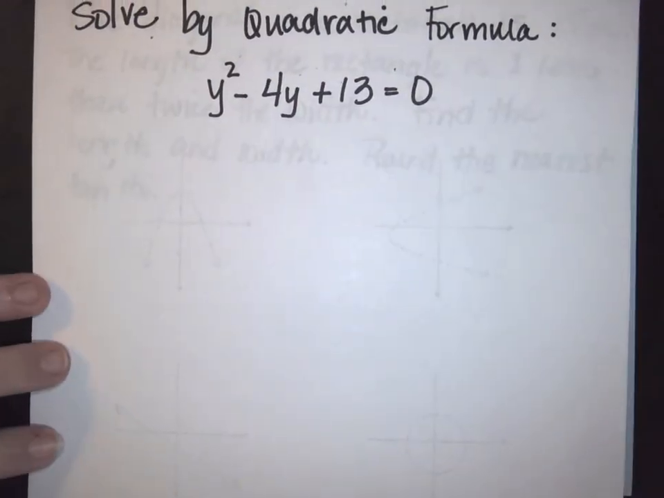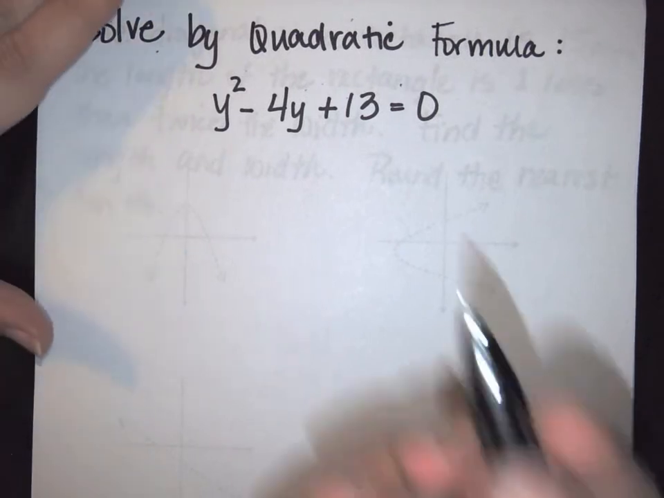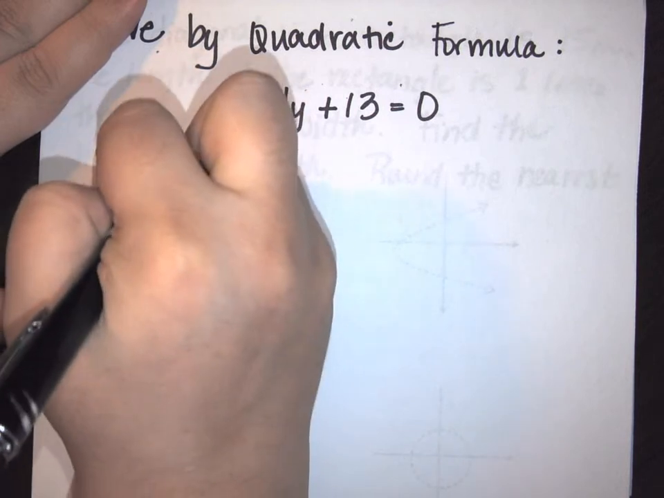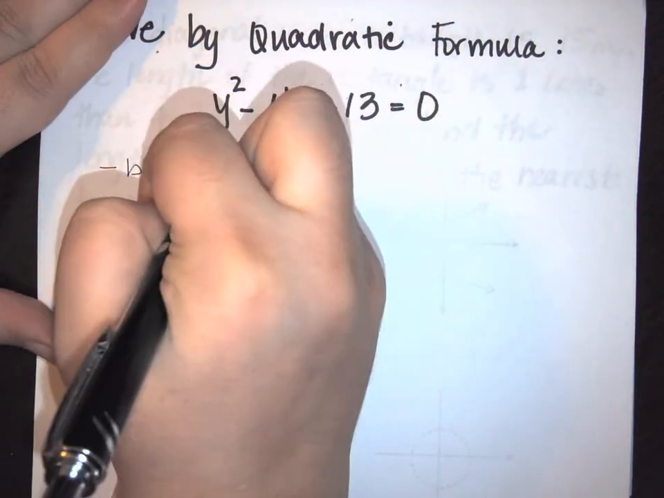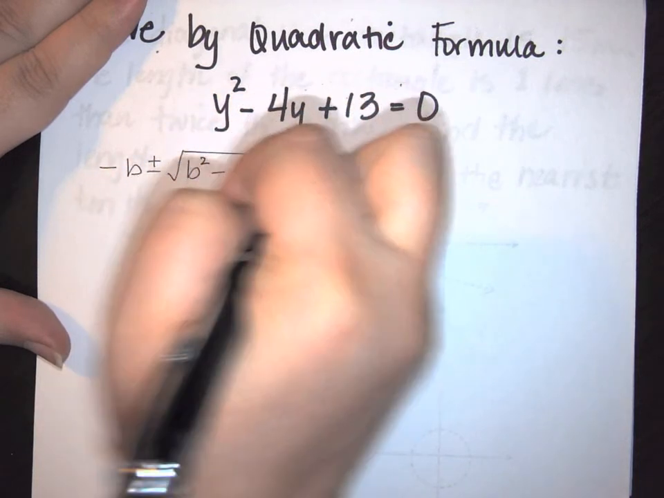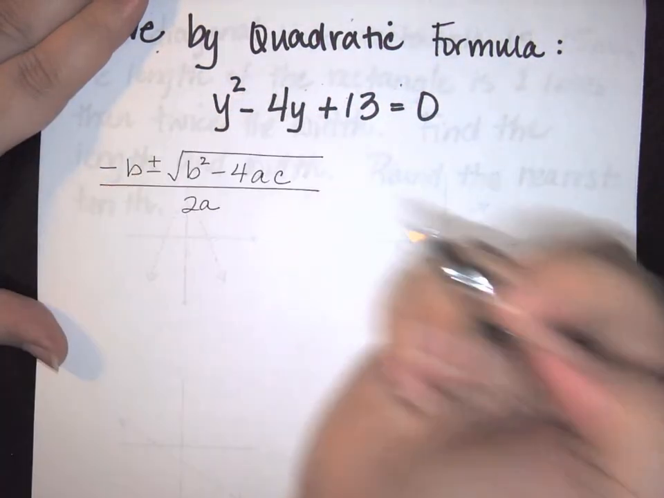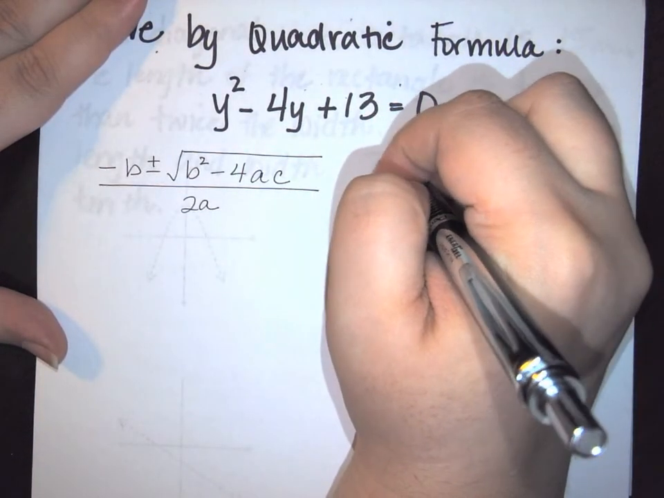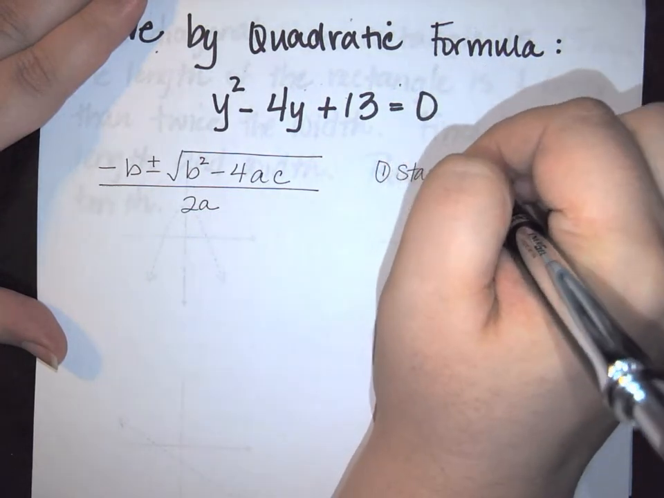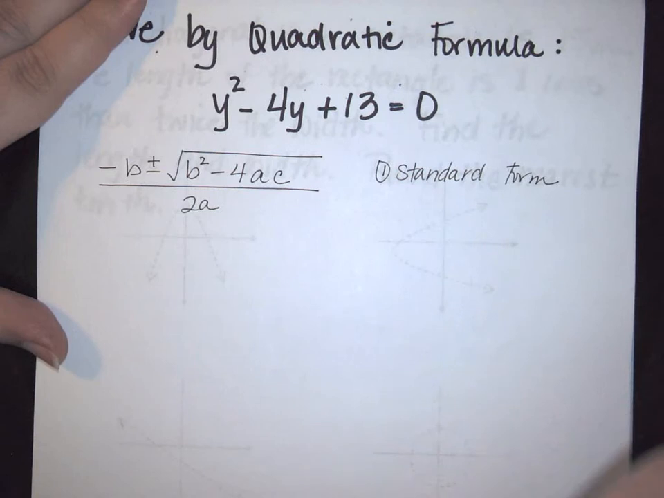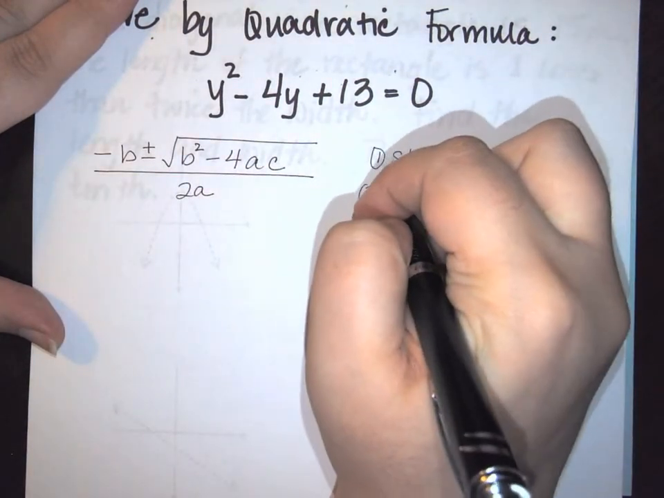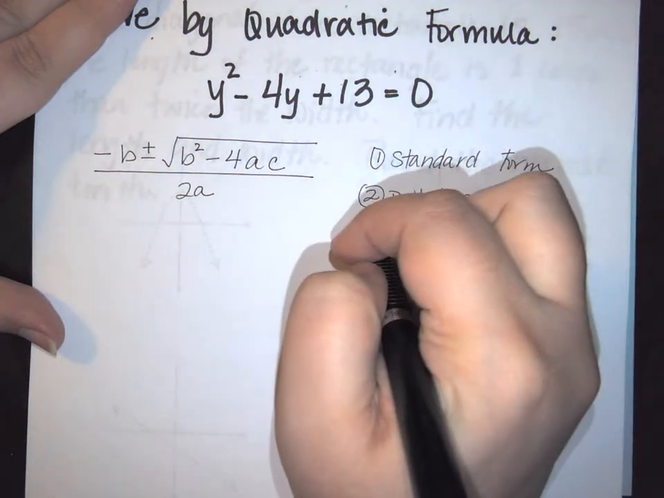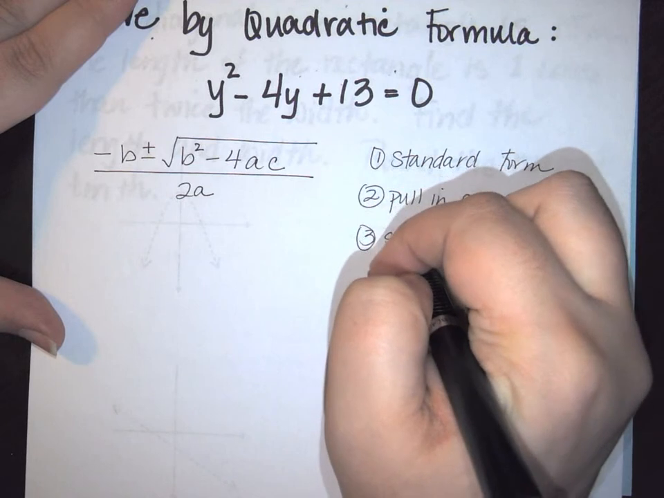Alright, our all-time favorite here is solved by the quadratic formula. So what you need to remember is the quadratic formula says negative b plus or minus the square root of b squared minus 4ac, and the whole thing is over 2a. So what you have to do is make sure that you are in standard form. And then the second thing you need to do is plug in A, B, and C. And then the last thing is you are going to simplify.